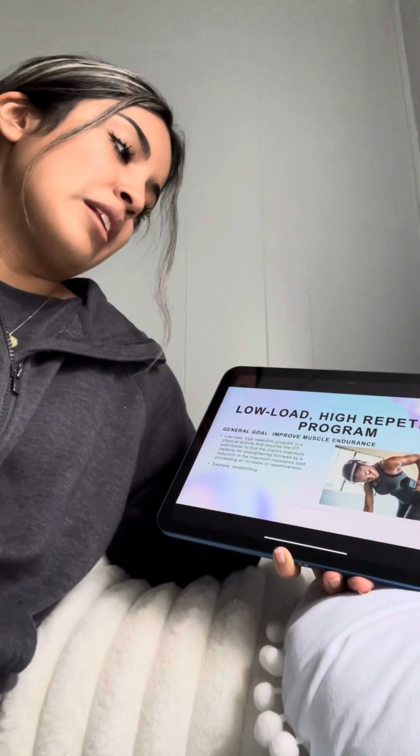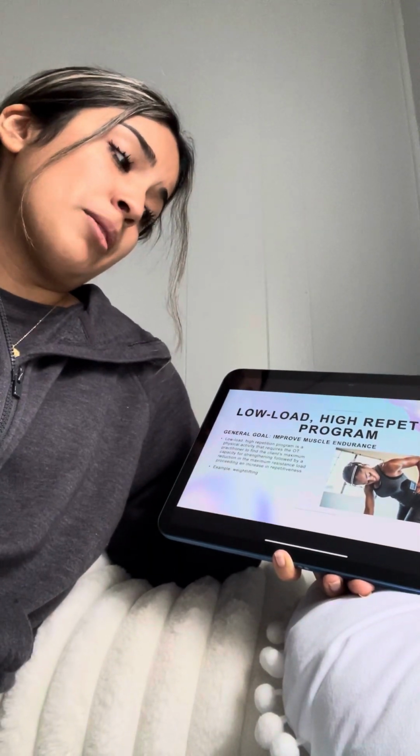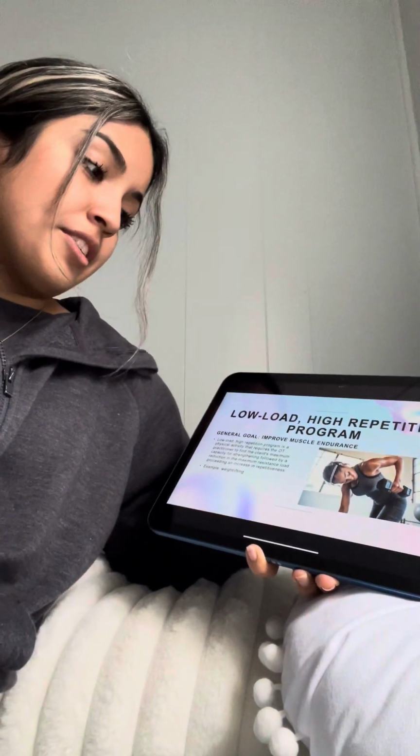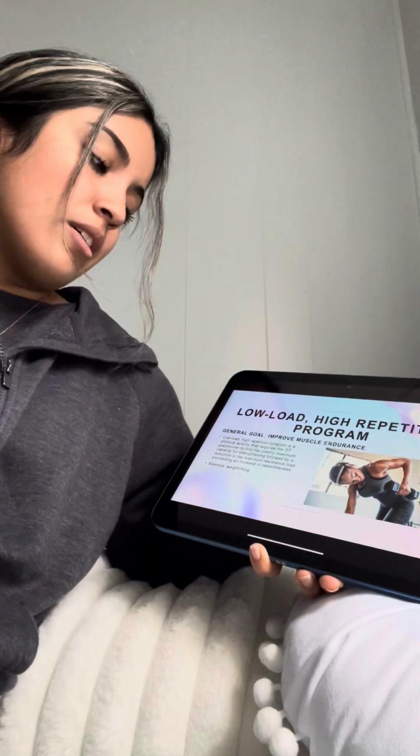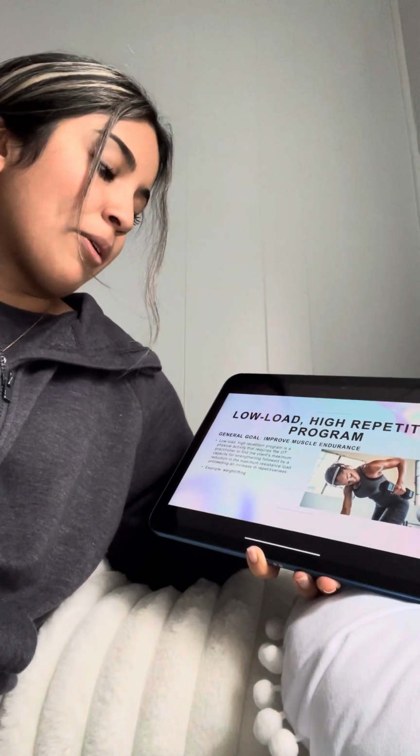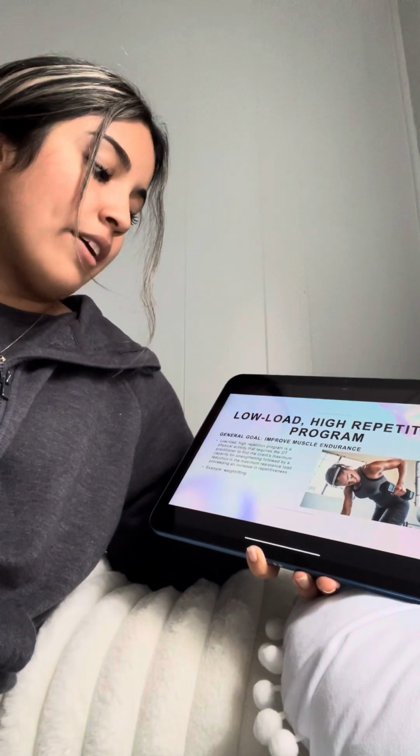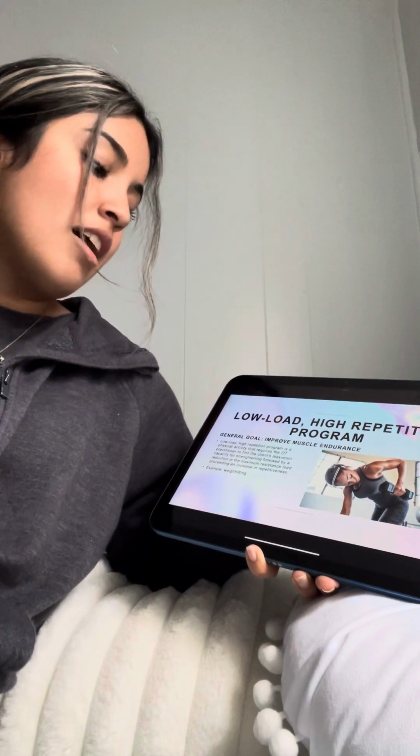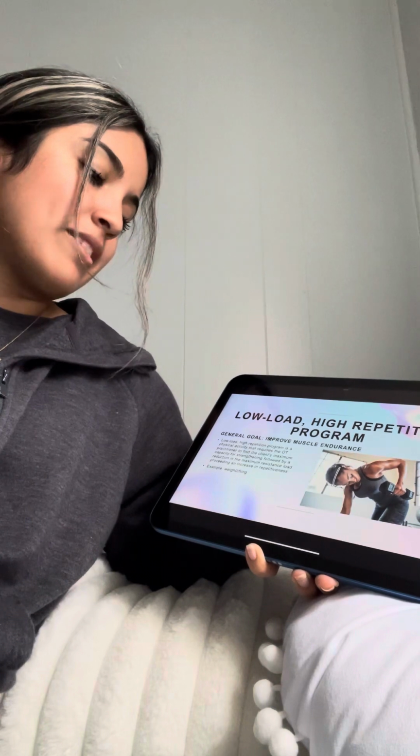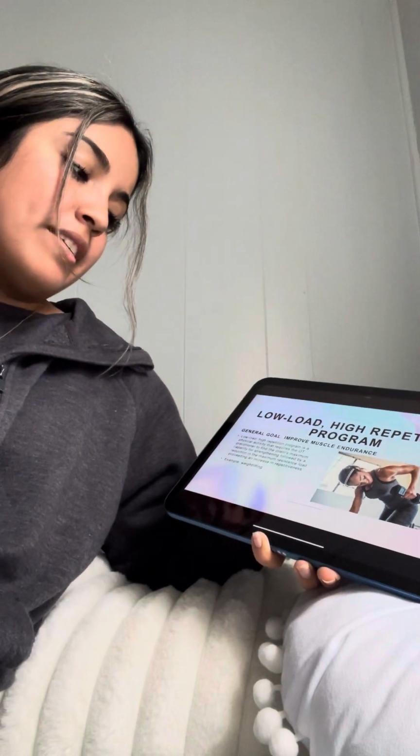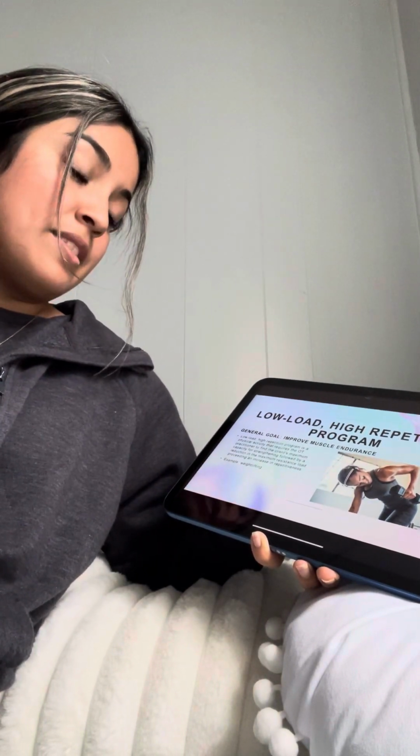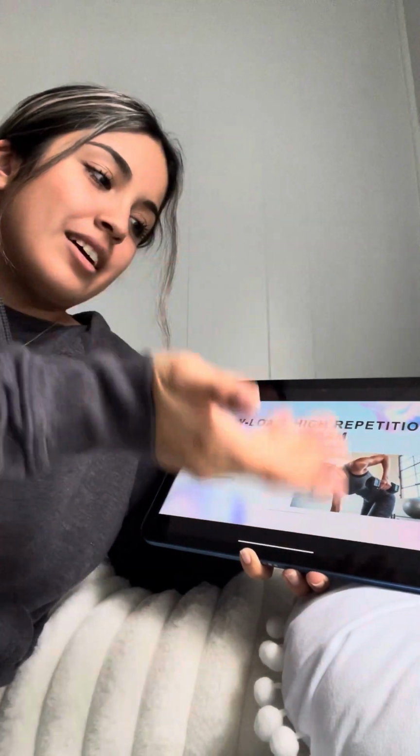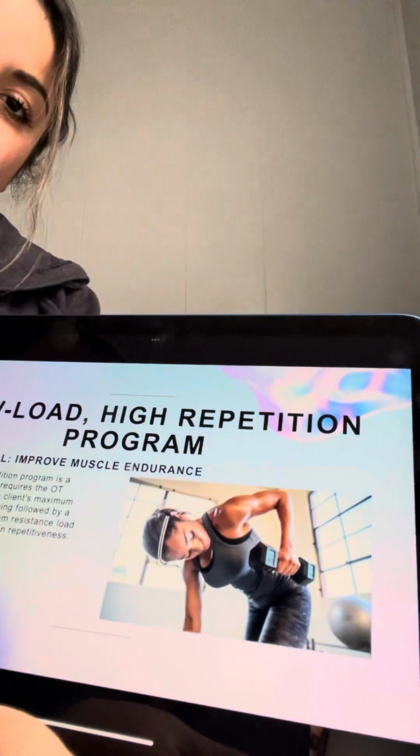So the next one is the low load, high repetition program. The general goal that it covers is to improve muscle endurance. The low load, high repetition program is a physical activity that requires the OT practitioner to find the client's maximum capacity for strengthening, followed by a reduction in the maximum resistance load, preceding an increase in repetitions. An example of this would be weightlifting, which we see in the picture here.